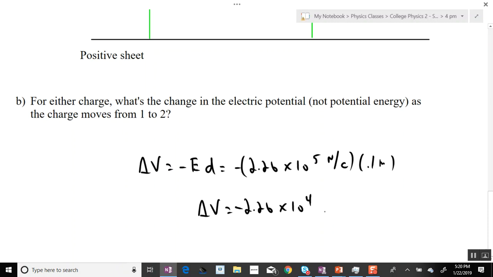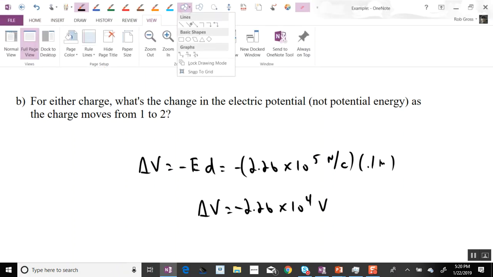And it's not newtons per coulomb. Does anyone know what the units are? Yeah, newton meters per coulomb. But does anyone know what that is in volts? It's a volt, right? So it's negative 2.26 times 10 to the 4th volts. So basically, if you go 0.1 meters towards the negative sheet, the voltage goes down by 2.26 times 10 to the 4th volts. All right, does that make sense?